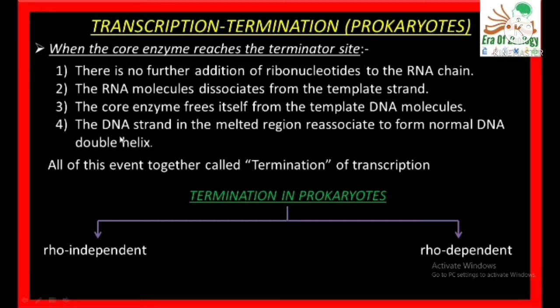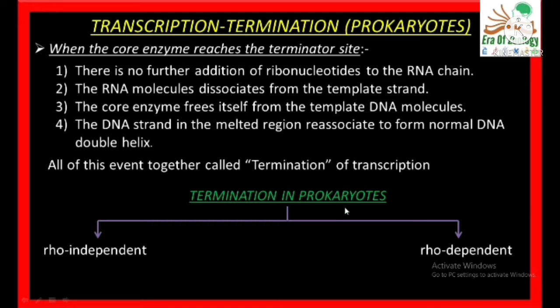These events are: there is no further addition of ribonucleotides to the RNA chain. The second event is the RNA molecule dissociates from the template strand. The third event is the core enzyme frees itself from the template DNA molecule. The fourth event is the DNA strand in the melted region reassociates to form the normal DNA double helix. All of these events together are called termination of transcription.